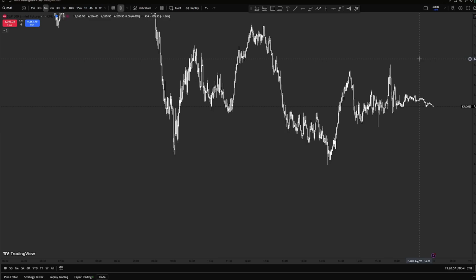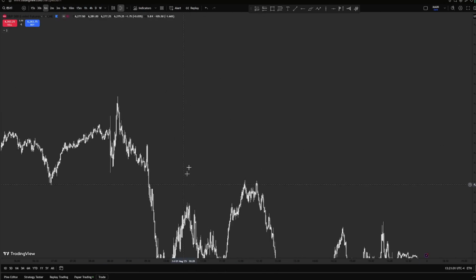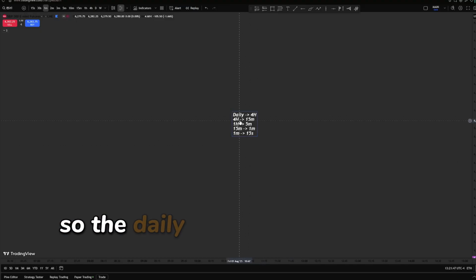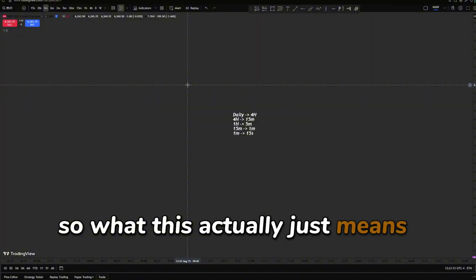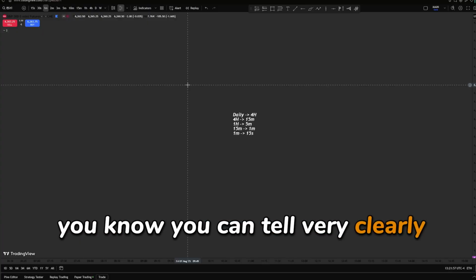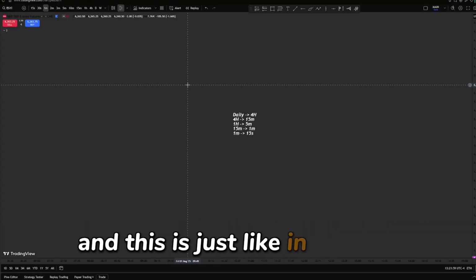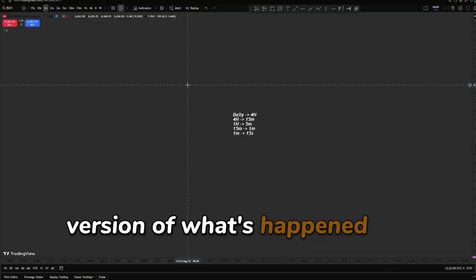Now, these time frames link up with each other. So the daily corresponds with the 4 hour. What this actually means is price looks, I guess, similar. You can tell very clearly what's happened, and this is just a shorter version of what's happened, or a longer version.